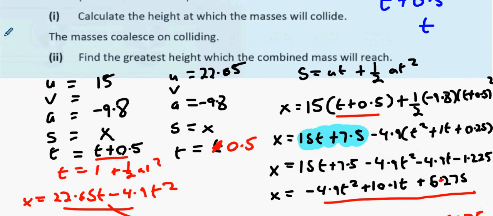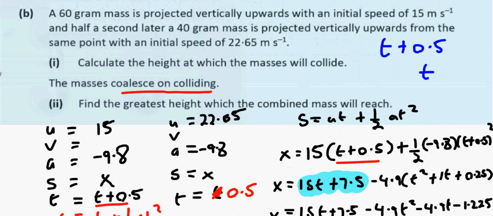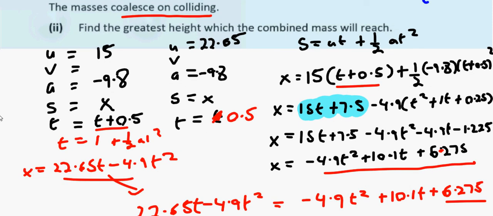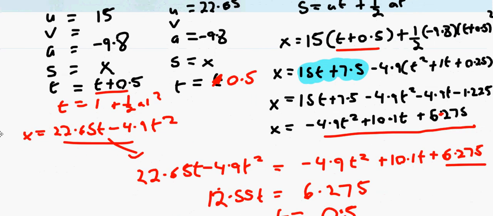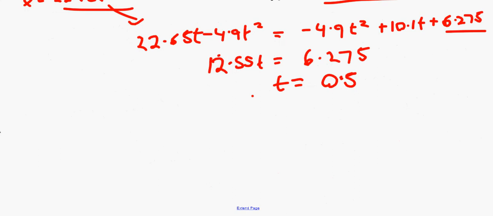Now let's have a look at this. The masses coalesce and collide, and what does that mean? They come together while colliding. Now, we're going to need the V values, aren't we? Oh, the height value. Yeah, my bad. Lads, I'm also going to get the height value while I'm here.